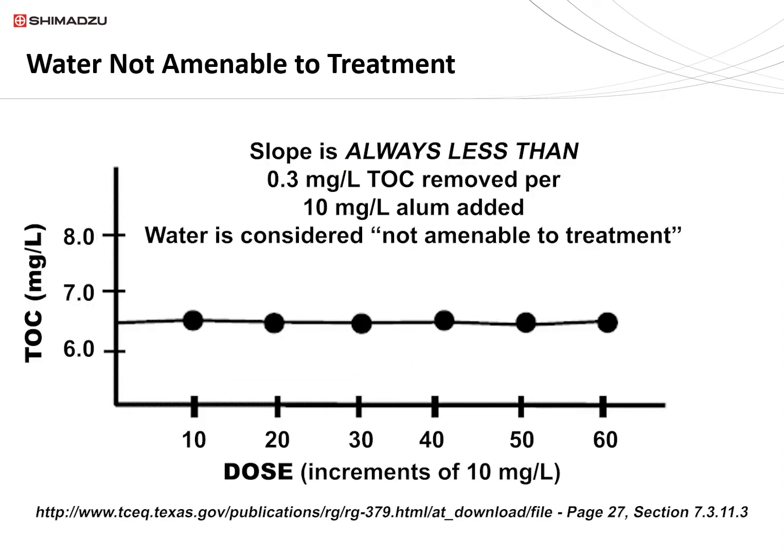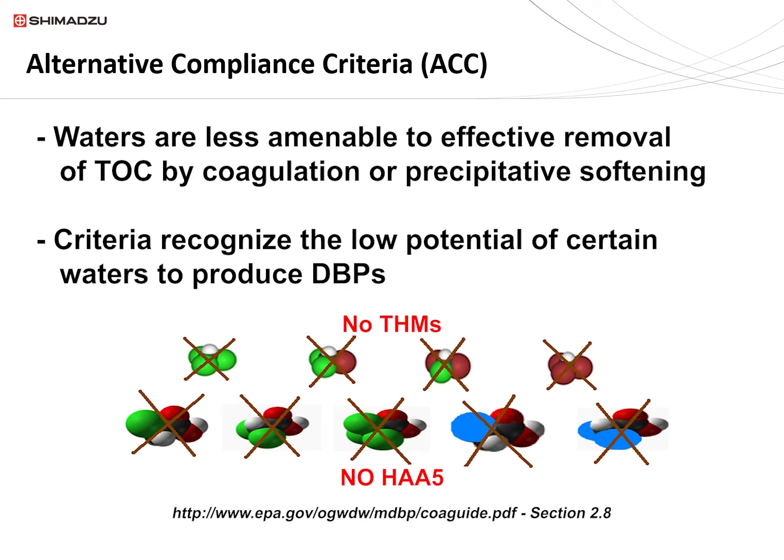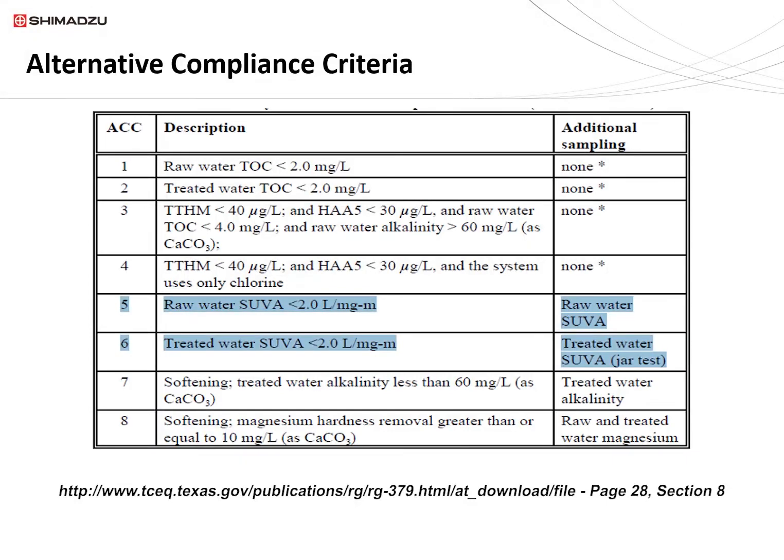The graph shows an example of water not amenable to treatment when adding alum, since the treated water TOC concentration is not changing. Thus, there is an alternative compliance criteria as the next step. The alternative compliance criteria, or ACC method, is for waters which are less amenable to TOC removal. The criteria recognizes the low potential of certain waters to produce disinfectant byproducts such as THMs and HAA5s. The alternative compliance criteria has 8 exceptions for why the water need not be treated.